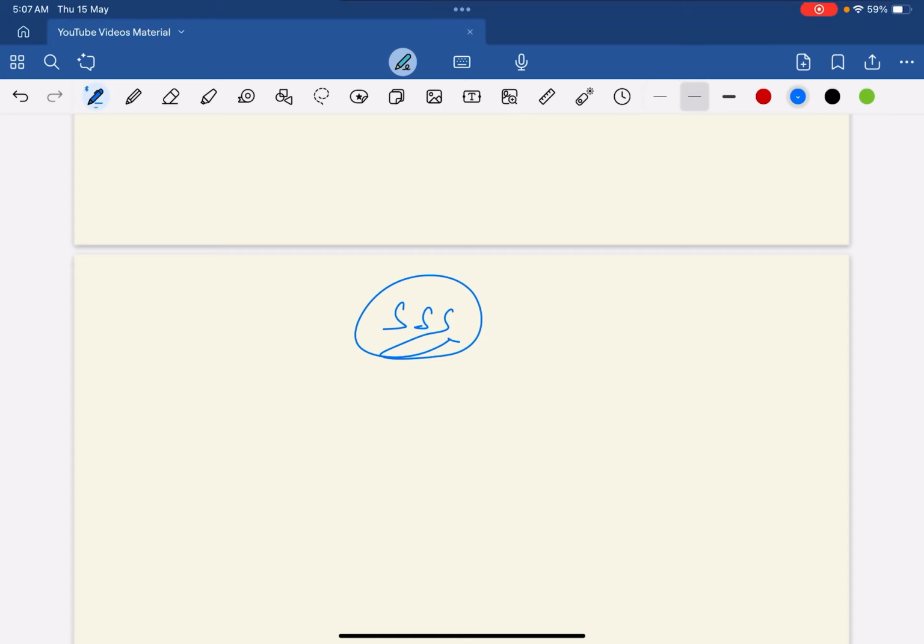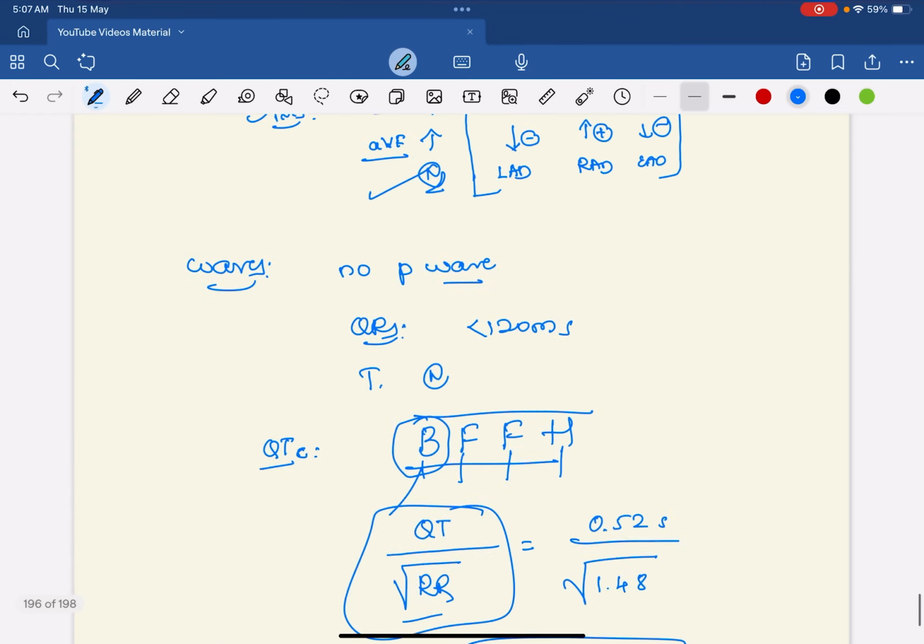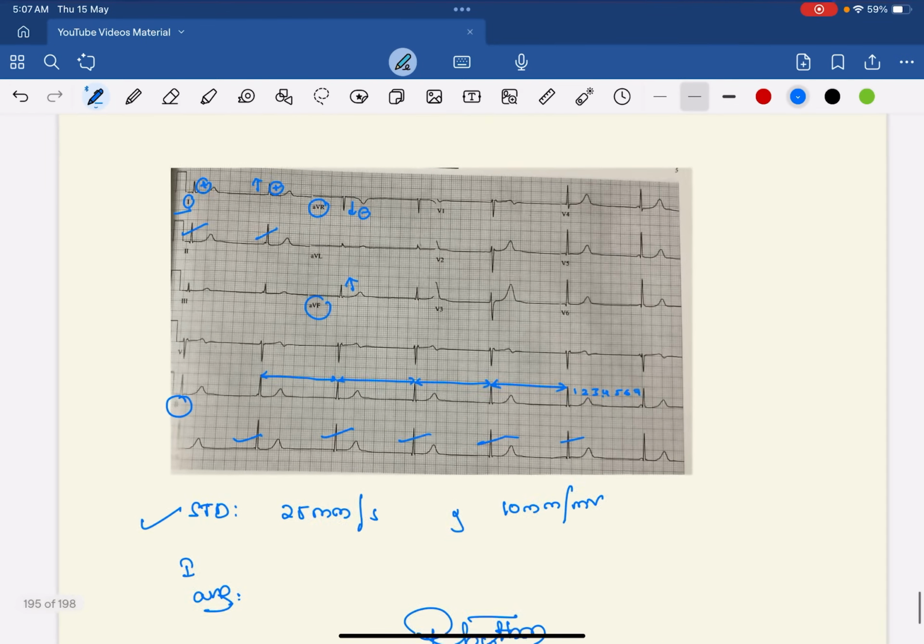In the elderly, sinus node dysfunction is common because there is degeneration of almost all the cells, like neuronal degeneration and many other cells. Similarly, the SA node will also get degenerated, resulting in sick sinus syndrome or sinus node dysfunction. So this ECG shows sinus node dysfunction.